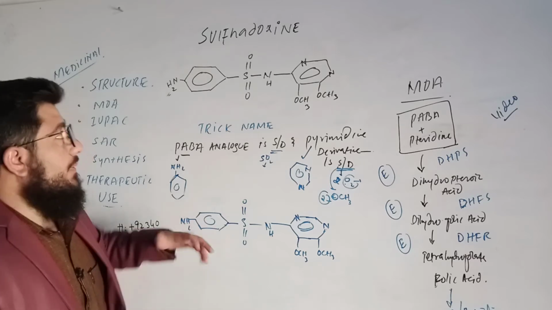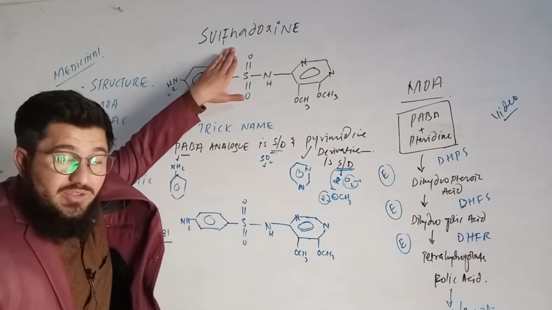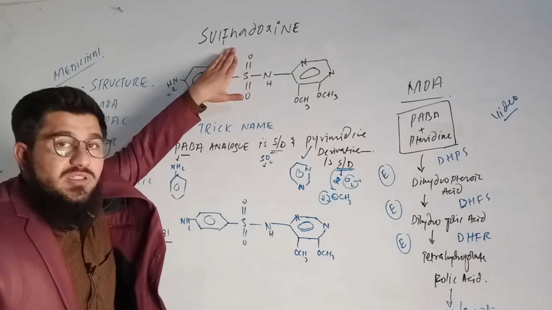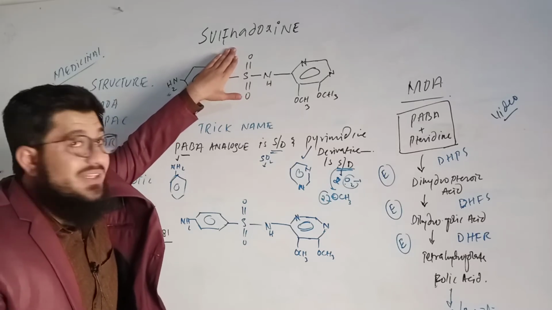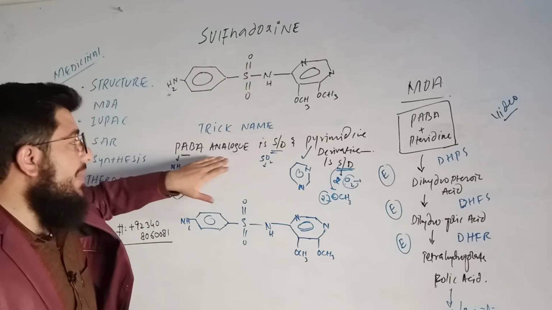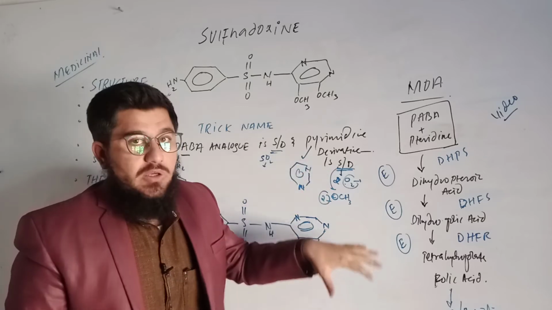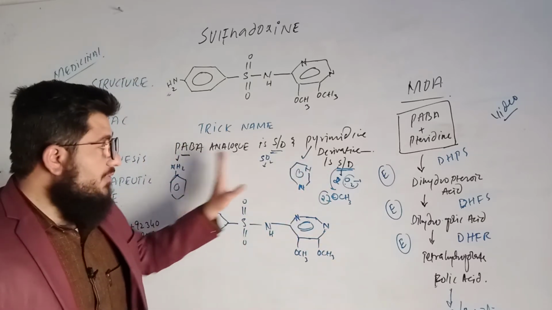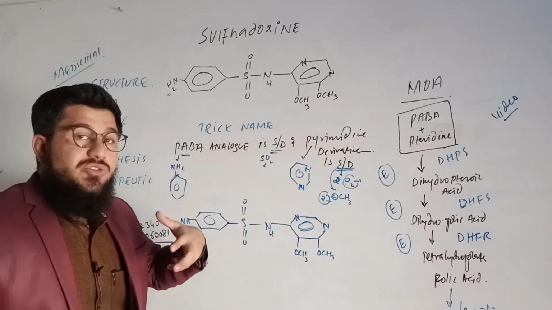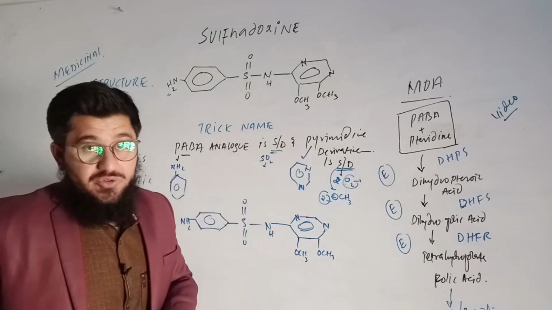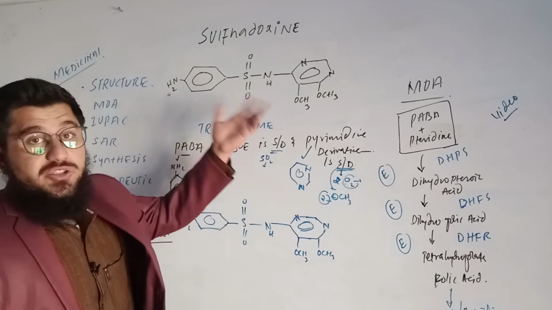How did I get it? Very simple. I told you in the beginning that we have the drug name sulfadoxine. From now onward, don't call sulfadoxine just sulfadoxine. Learn this sulfadoxine by this name: PABA analog is SD and pyrimidine derivative is SD. Now, from where did I get this trick name? I gave it this trick name from my side, but I got this trick name while I was going through the study, while I was going through the structure in detail.